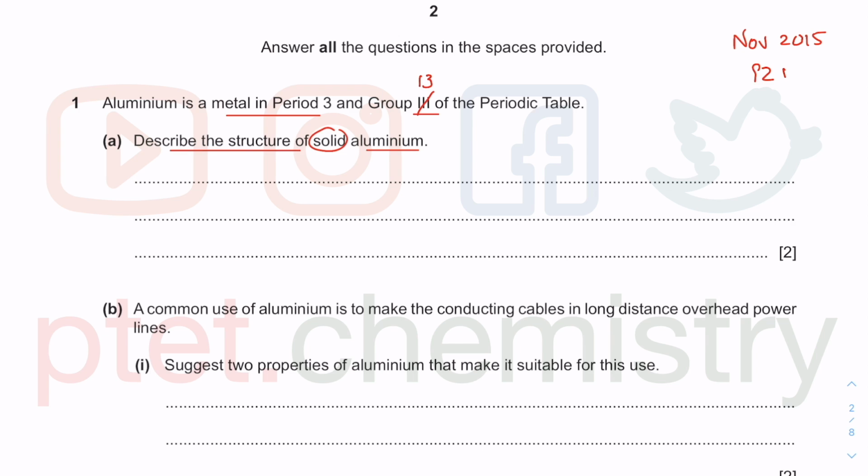So we know that it has a giant metallic structure. As a solid, you will have particles tightly packed together. You have to define and specify what kind of particles those are. So we first talk about the structure, giant metallic structure. And what does the giant metallic structure consist of? It consists of aluminium cations that you get after you lose your outer shell electrons.